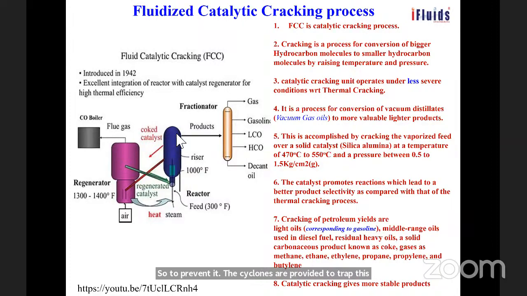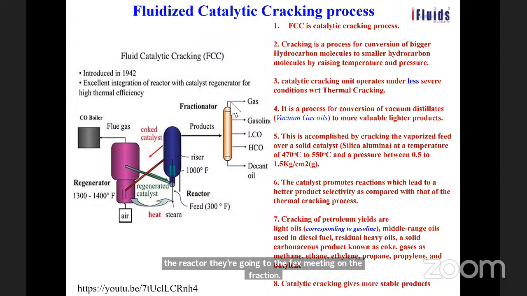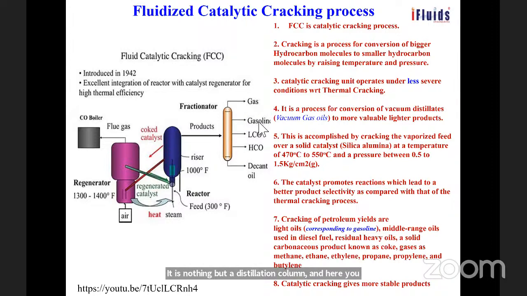Through these cyclones in the reactor, the hot hydrocarbon gases go from the top of the reactor into the fractionator. The fractionator is nothing but a distillation column, and here from the top side you get gas and gasoline, which is more valuable, and the LCO, HCO, and decanted oil. These are all in the diesel range. They can be blended. The reactor feed here is coming at a temperature of about 300 degrees.